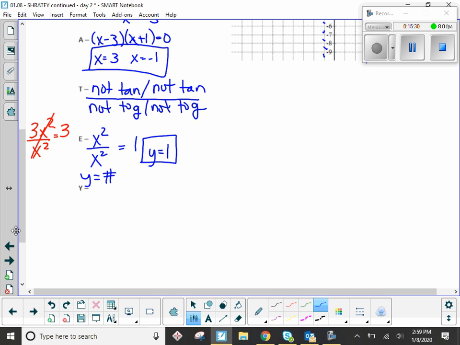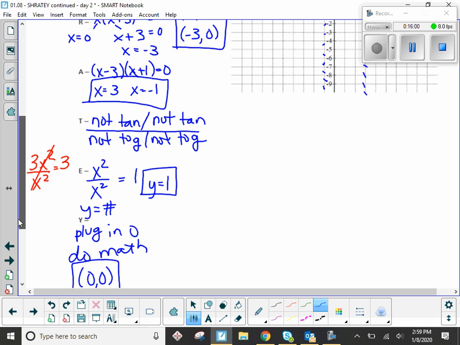And then y stands for y-intercept, right? That is where the graph crosses the y-axis. On the y-axis, x equals 0 everywhere. That's why on your SHRATEY sheet it says plug in 0 for x. So you plug in 0 for x, you do math, and you get 0, 0 in this problem, which we already knew we were going to get because in this case the x-intercept and y-intercept are the same. It won't always be 0, 0, but it is here.